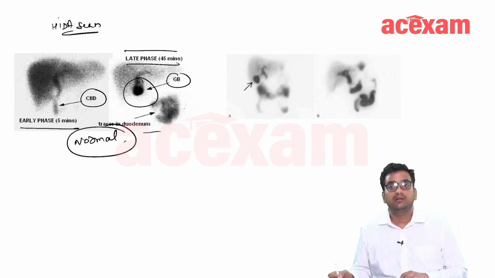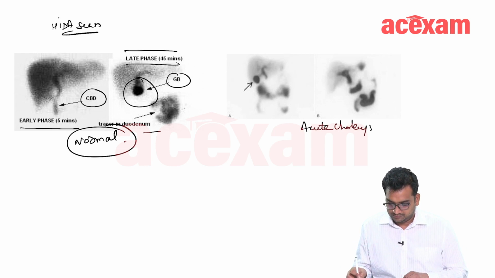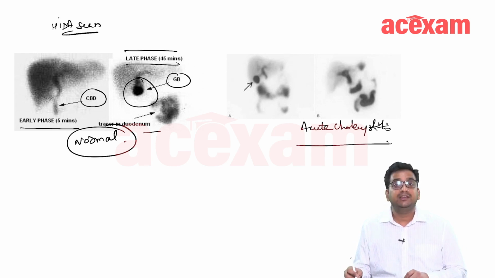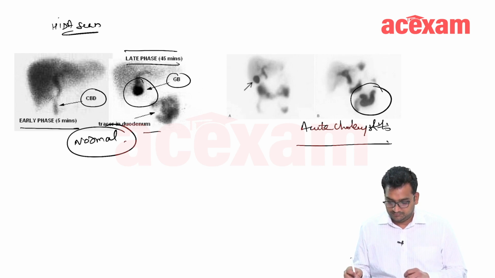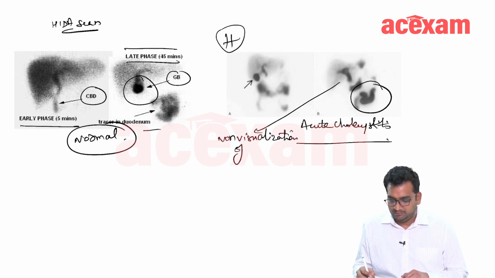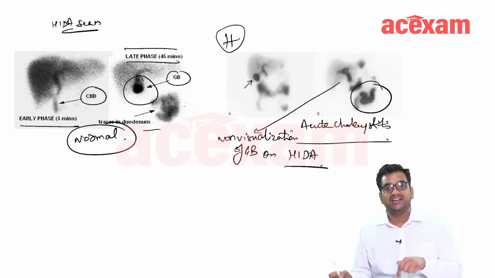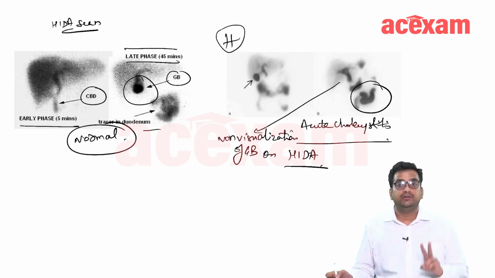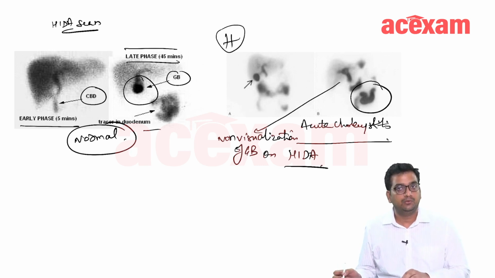This is normal. But here in acute cholecystitis, the whole of the tracer is there in the duodenum, but there is no gallbladder. So this is non-visualization of the gallbladder. This is very important. Non-visualization of the gallbladder on HIDA. Now there are two important points. First, this is HIDA imaging, and second, non-visualization of the gallbladder is a diagnostic criterion for acute cholecystitis.